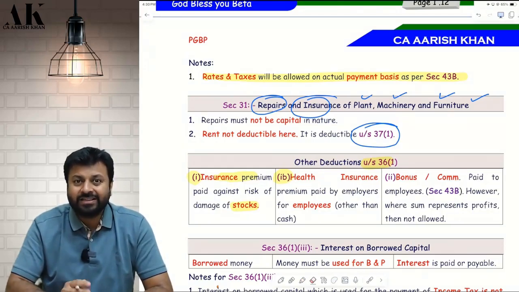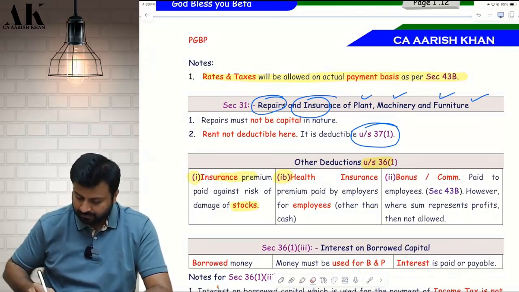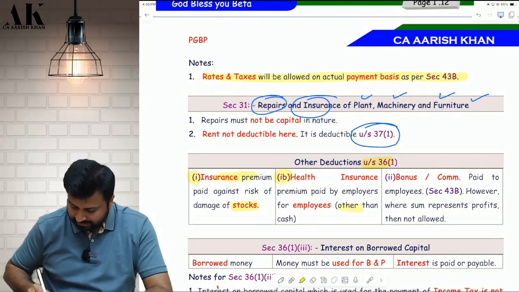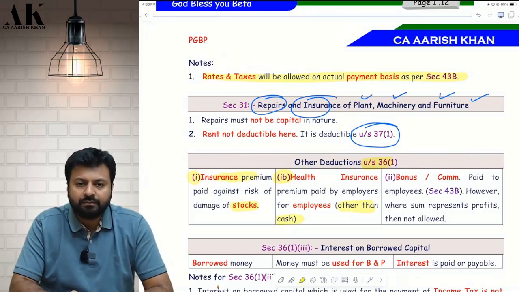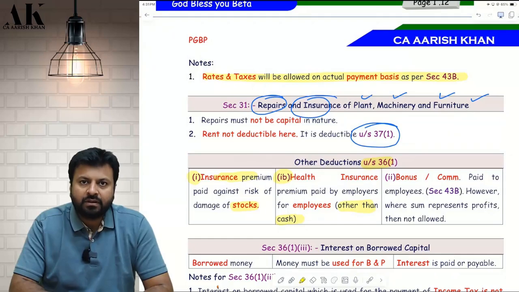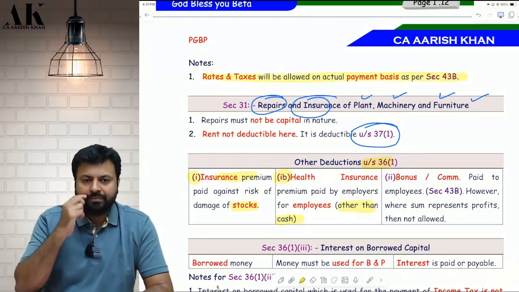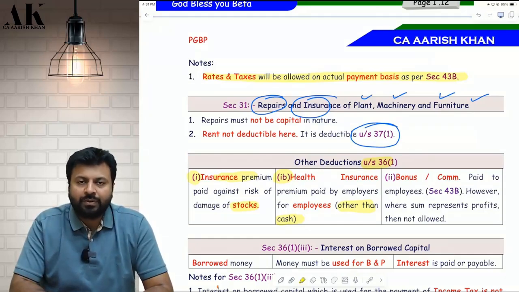But the only condition in this second deduction is it should be other than cash. Just check it here. It should be what? Please tell me. Not cash. Other than cash. Are you clear? Please tell me. It cannot be in cash. So if an employer is paying health insurance for the employees, it has to pay by other than cash. Is it clear to all of you? Please tell me.